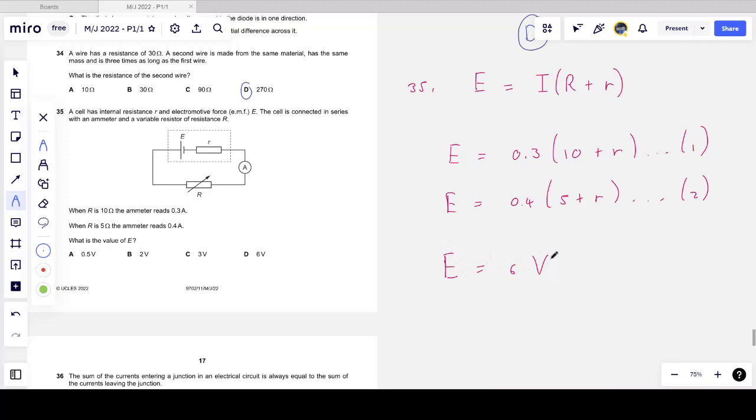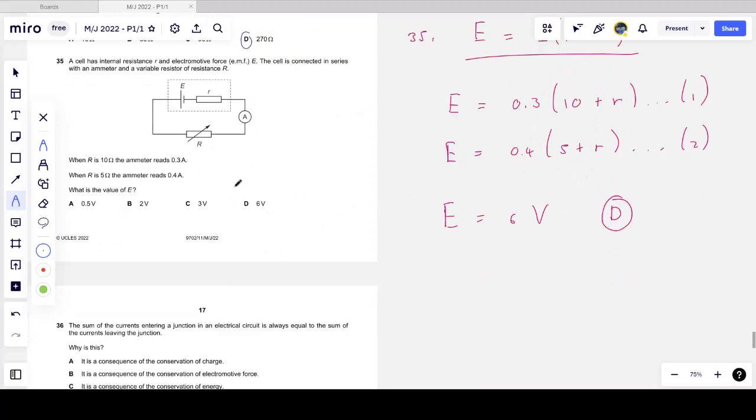I mean, not difficult. What we can do is go to equation 1, rearrange and solve for r, take that simplification, put it into equation 2, and then we have one equation with one unknown, which is E, and we find E is 6 volts, which is option D. So actually not too bad of a question. We just needed to remember that EMF is I times R, but the total resistance, since the internal resistance and the variable resistor are in series, is R plus r.